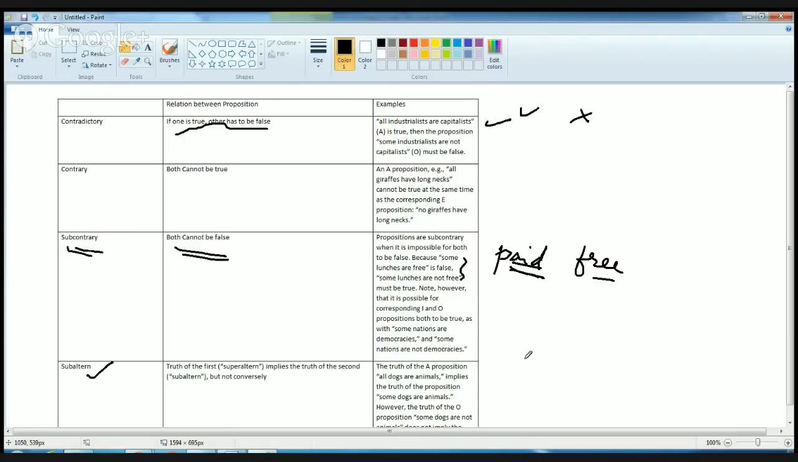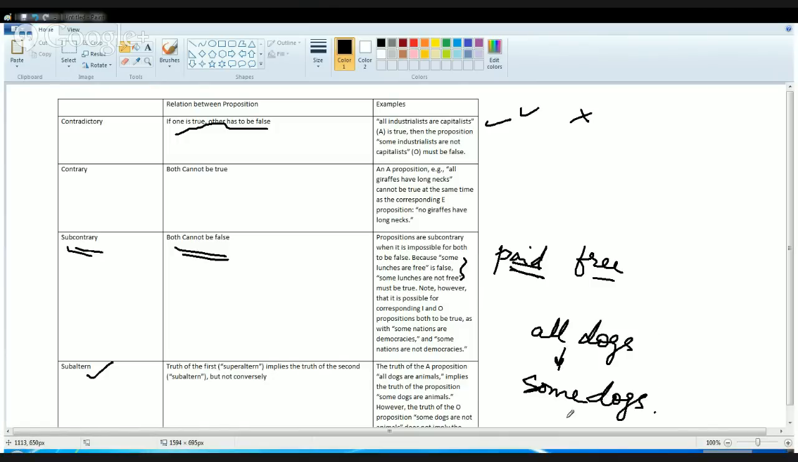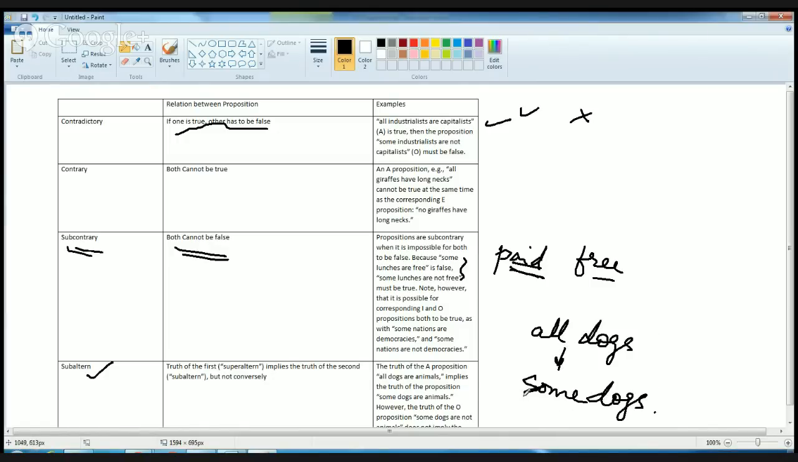Superaltern supersedes the subaltern. That means if I say all dogs are animals, that means some dogs will be animals, but I cannot say the reverse. I cannot say if some dogs are animals, then all dogs will be animals. So that is what subaltern is. So subcontrary: both cannot be false but can be true.